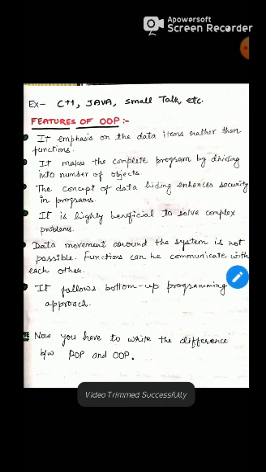Now you have to write the differences between POP and OOP in your notebook. That's all for today.